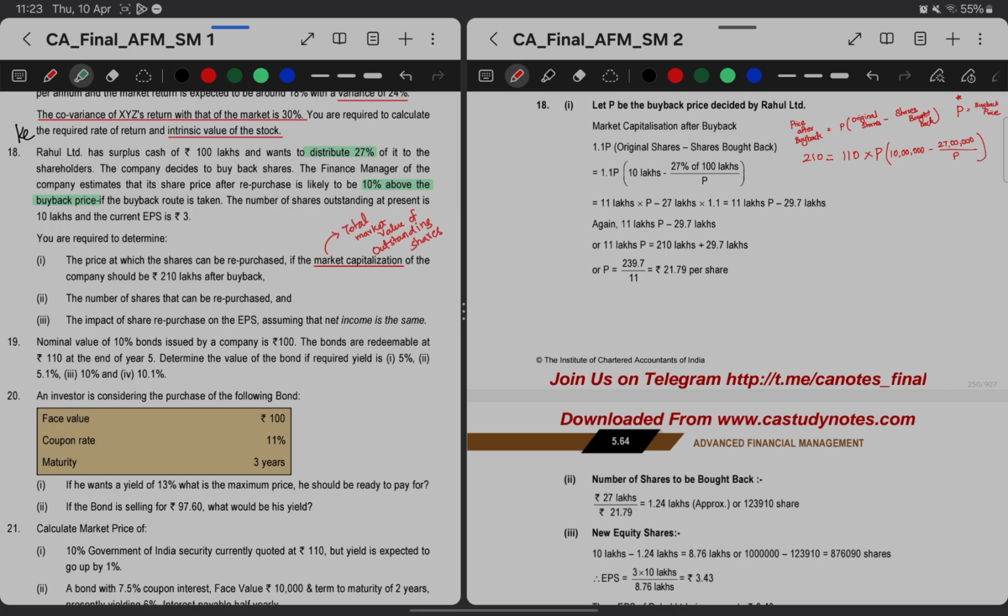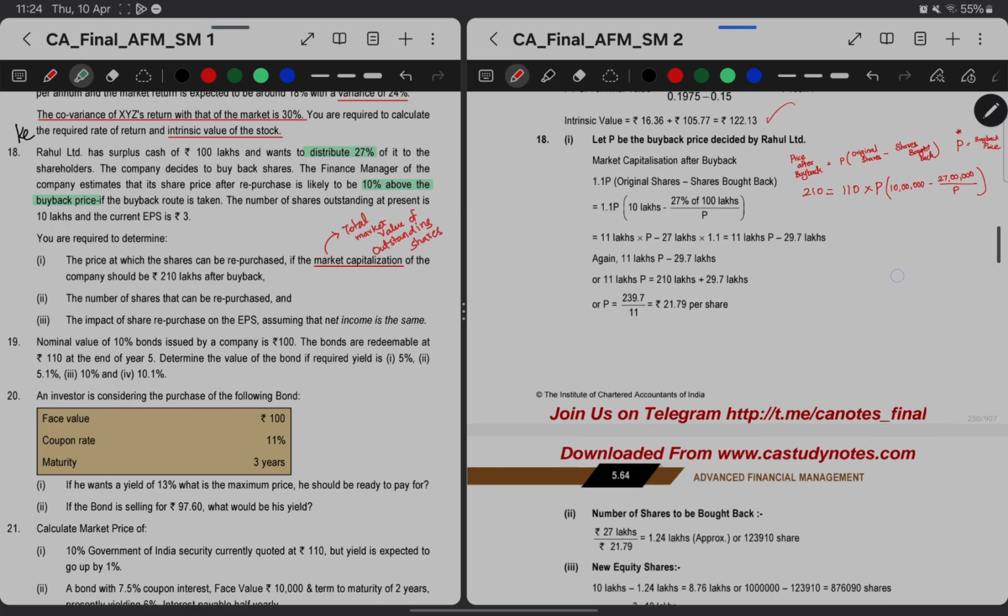Now we have two hints here. The finance manager estimates that its share price after repurchase is likely to be 10% above the buyback price. So anyway we need to find out the buyback price. So buyback price into 110% into the number of shares outstanding after buyback will be equivalent to 210 lakhs. So the same has been plotted here.